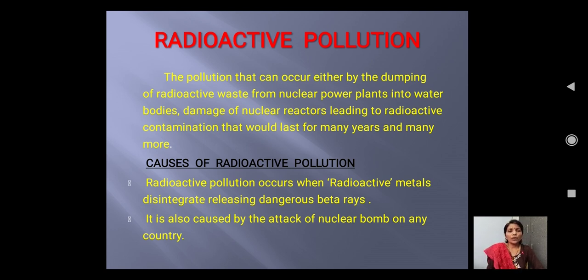What is meant by radioactive pollution? The pollution that can occur either by dumping of radioactive waste from the nuclear power plant into the water bodies, or damage of nuclear reactors leading to radioactive contamination that would last for many years. Radioactive metal is one of the causes of radioactive pollution, releasing dangerous beta rays into the air. It is also caused by the attack of a nuclear bomb on any country.